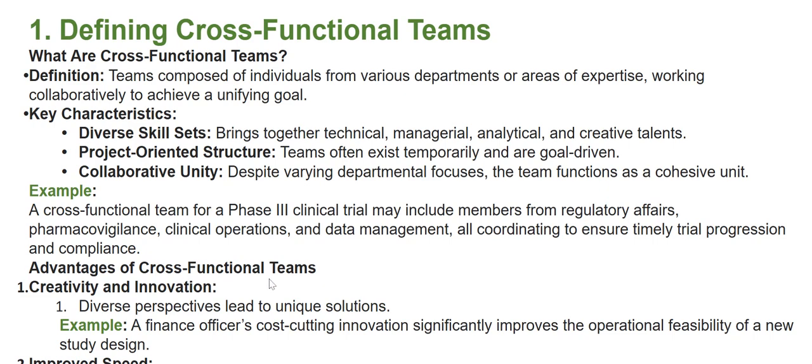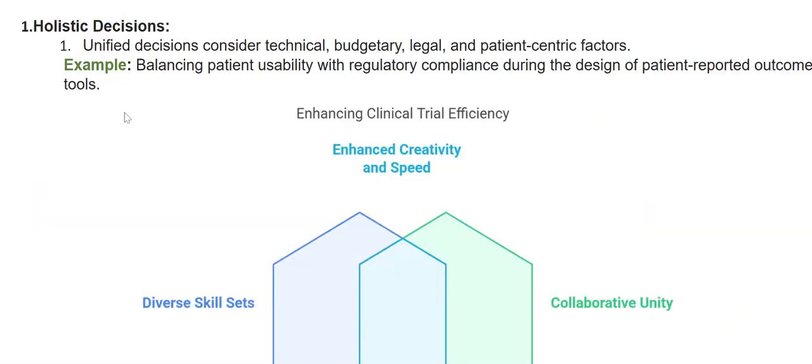Advantages of cross-functional teams. Creativity and innovation, as diverse perspectives lead to unique solutions. For example, a finance officer's cost-cutting innovation significantly improves the operational feasibility of a new study design. Improved speed: direct collaboration eliminates silos and accelerates workflows. Example: protocol amendments are finalized faster when regulatory and legal teams work alongside trial designers in real time. So the advantages here are creativity and innovation, and improved speed.